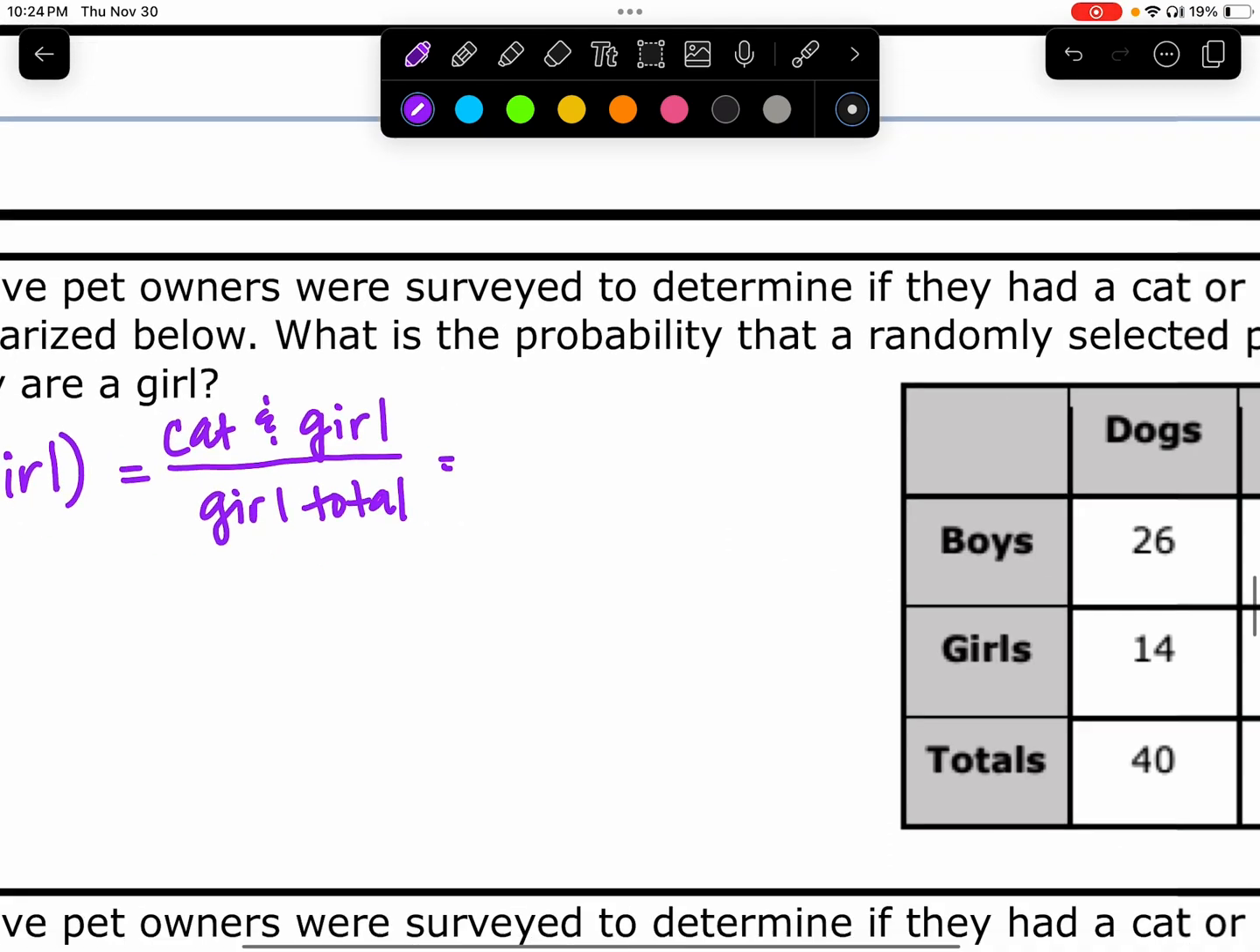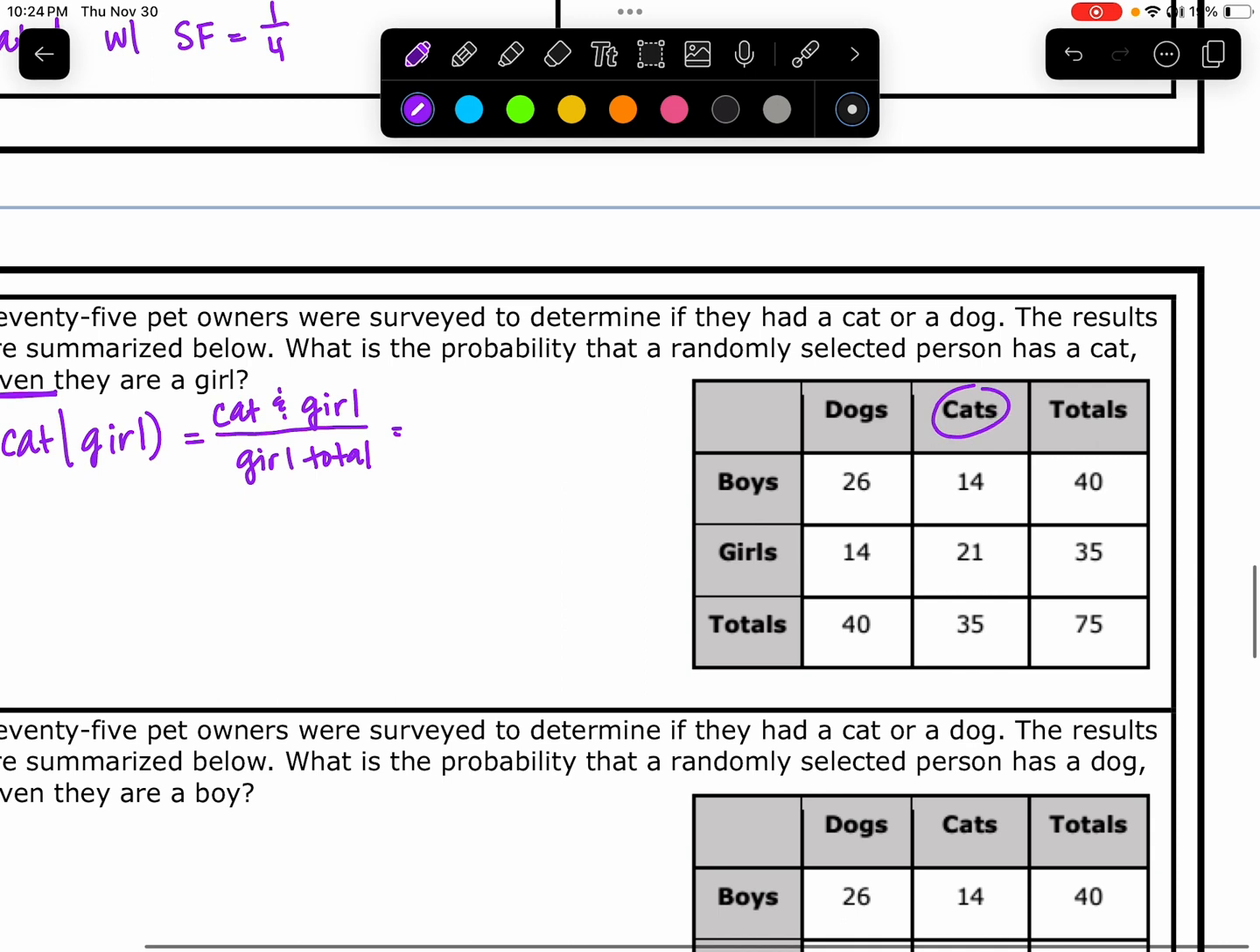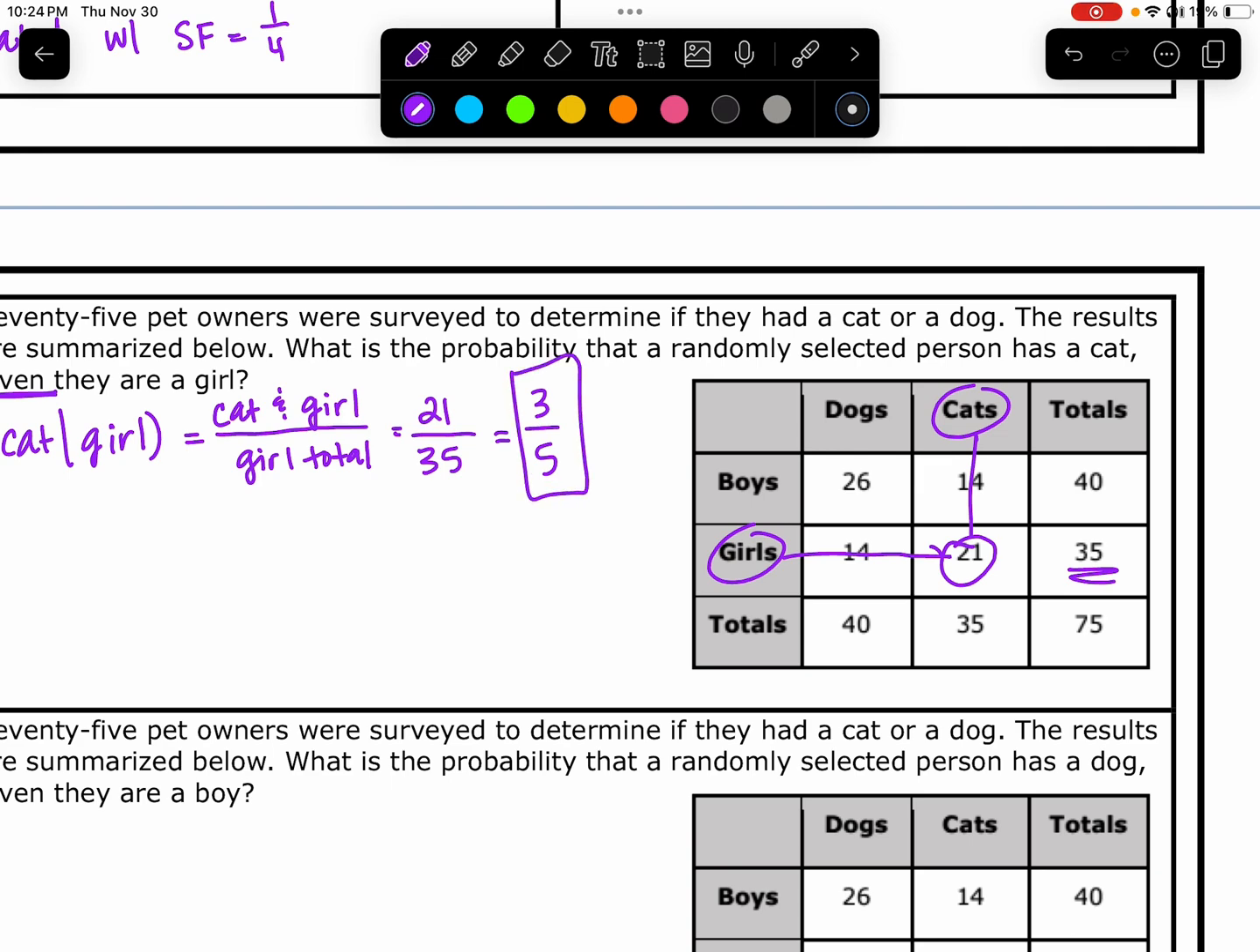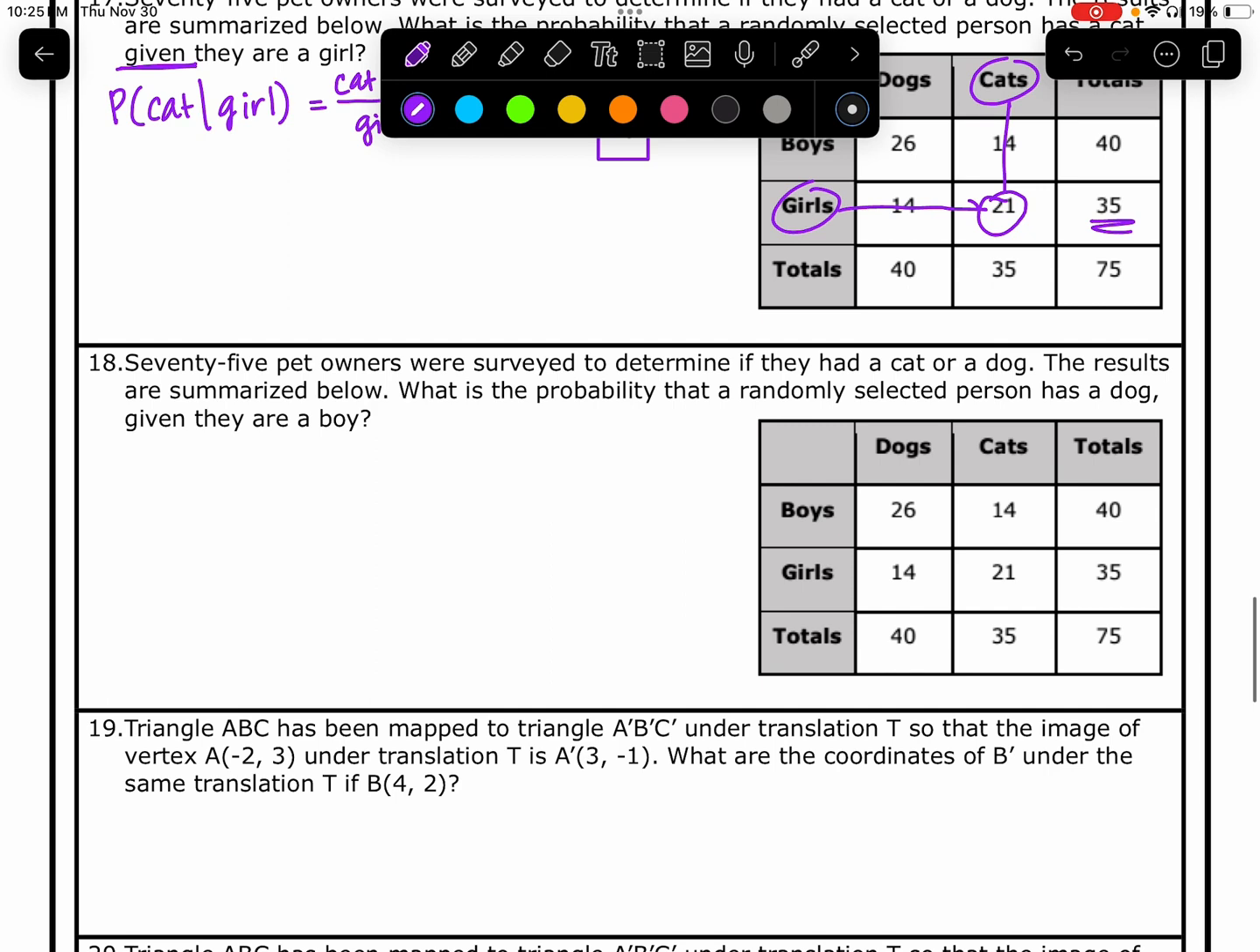So let's look at the chart. Cat and girls intersect here at 21. So that would be the numerator, and then the girl total is 35. Let's simplify that fraction, and we get 3 over 5. And again, we're just doing fractions. Go ahead and try number 18.